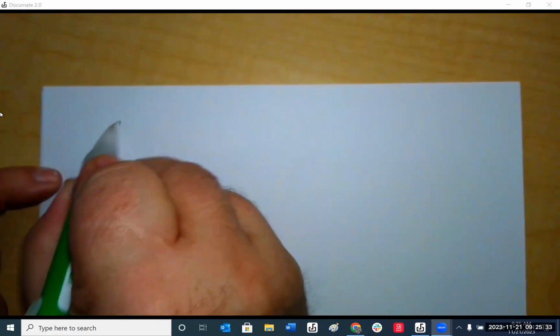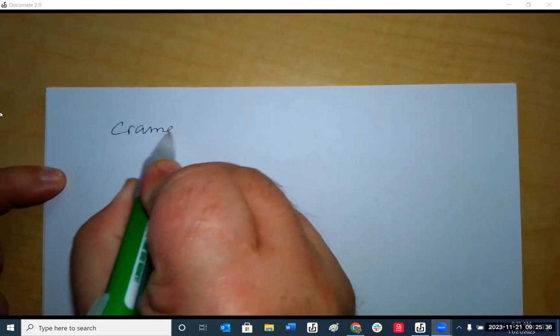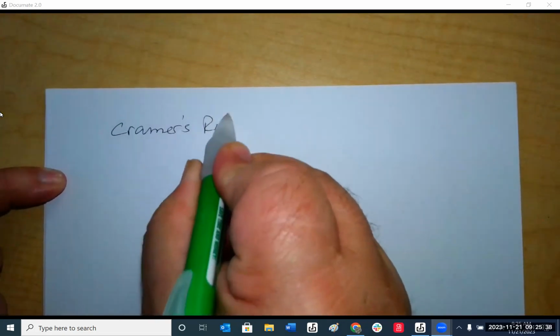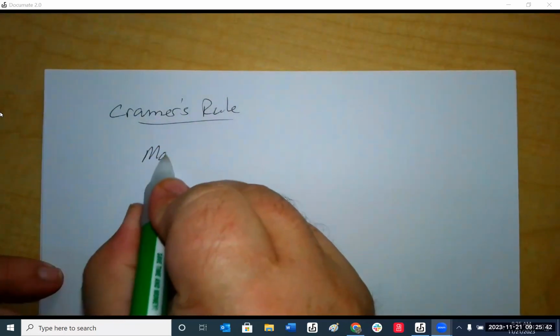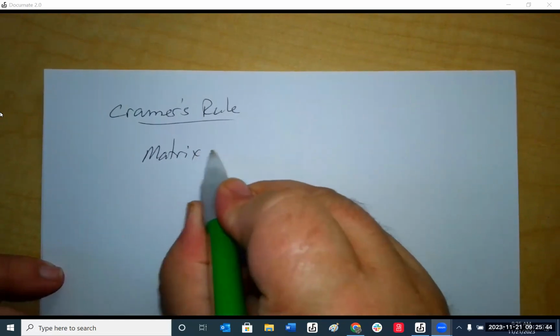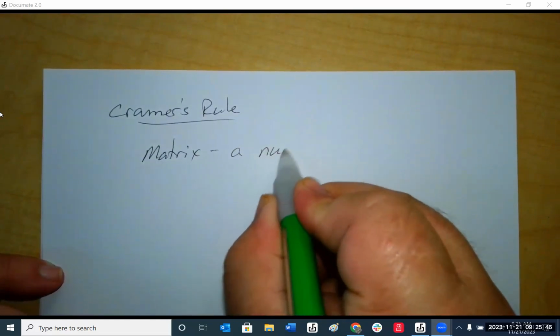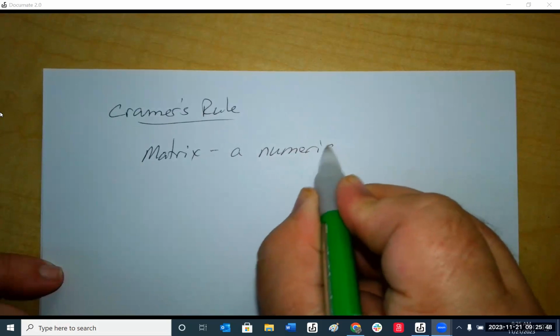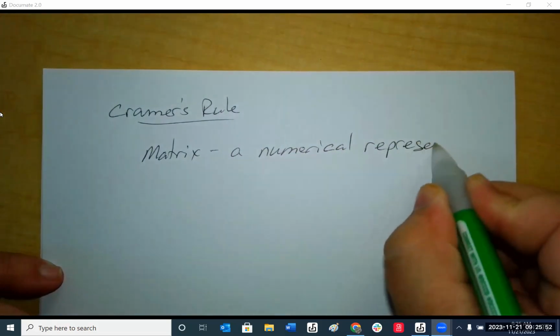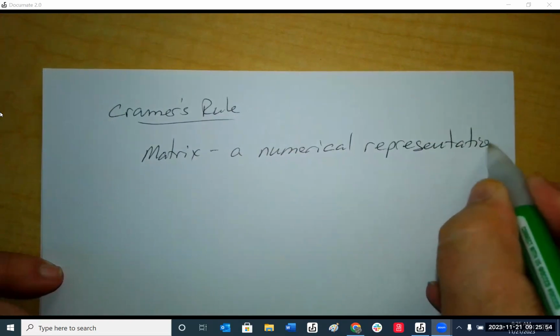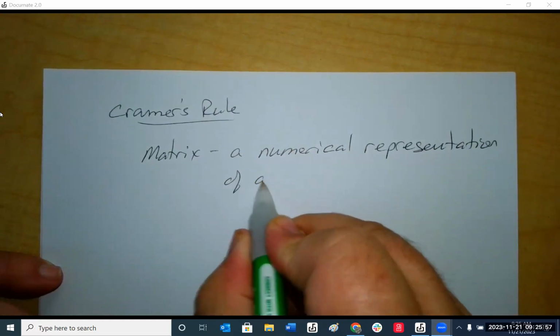All right, so those are the first 3 methods. Now my favorite. Cramer's rule. A matrix numerical representation of a system.